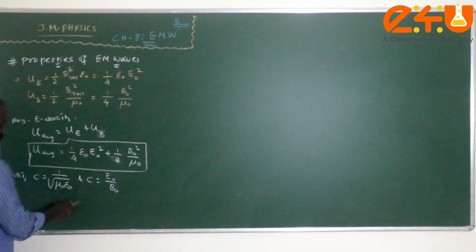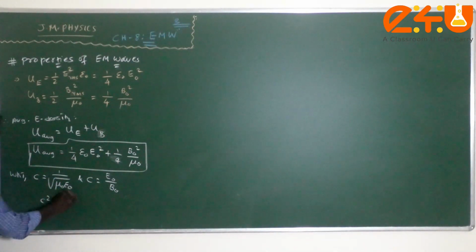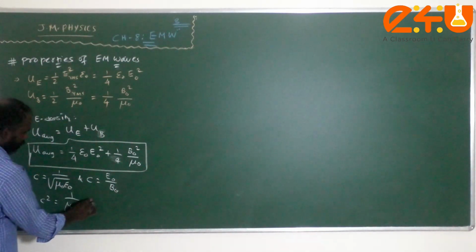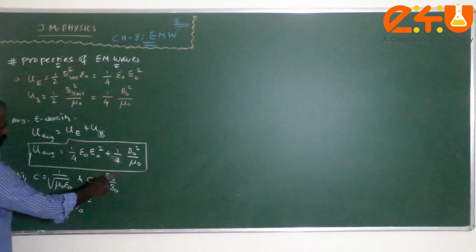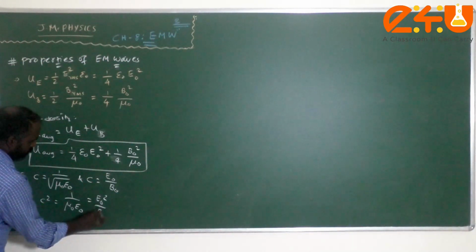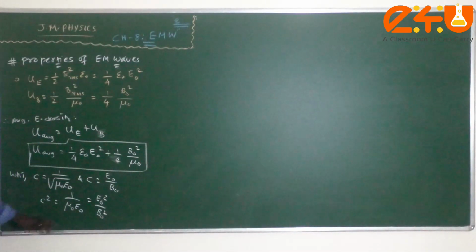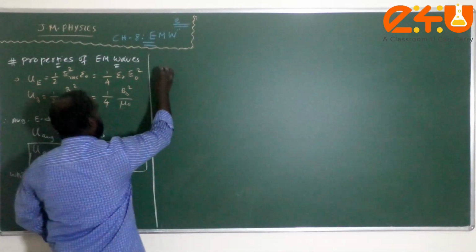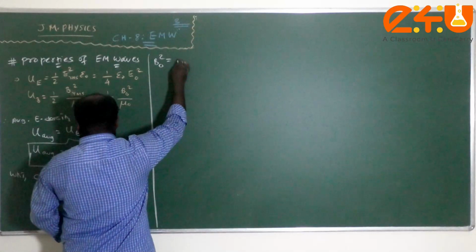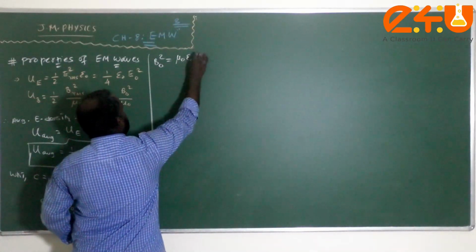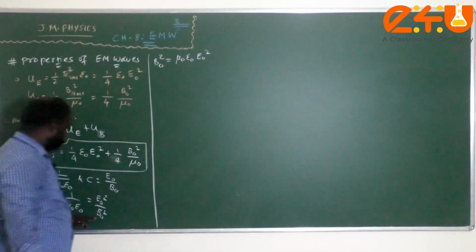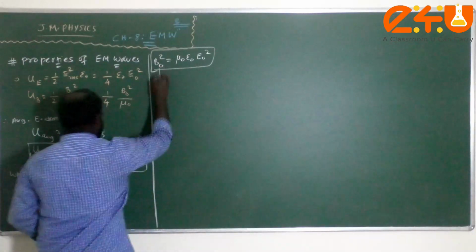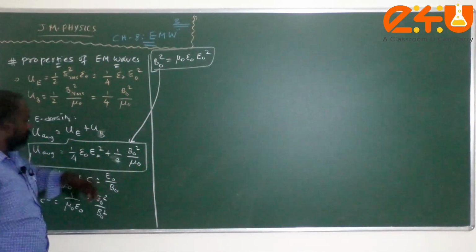Now you can see that C square is equal to 1 by mu naught epsilon naught, and C square is also E naught square by B naught square. From this I can say that B naught square is equal to mu naught epsilon naught E naught square, just by cross multiplying. So take this result and substitute it in this equation, replacing B naught square.